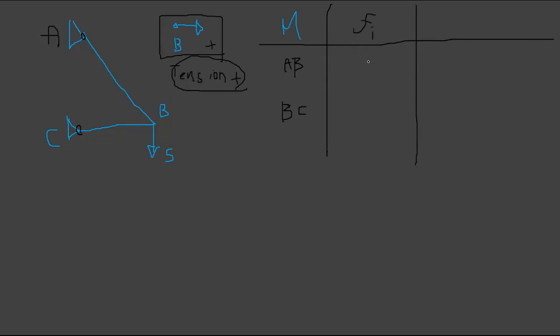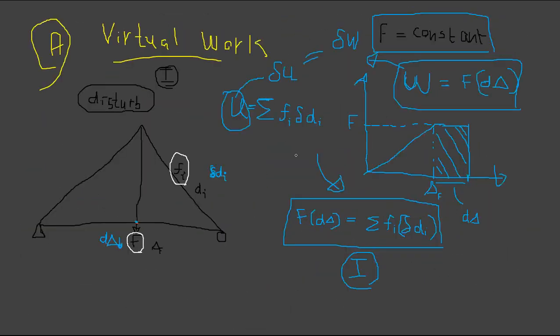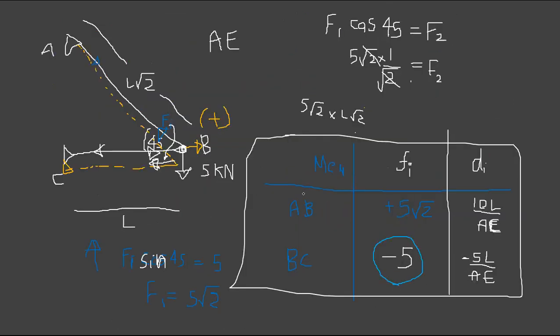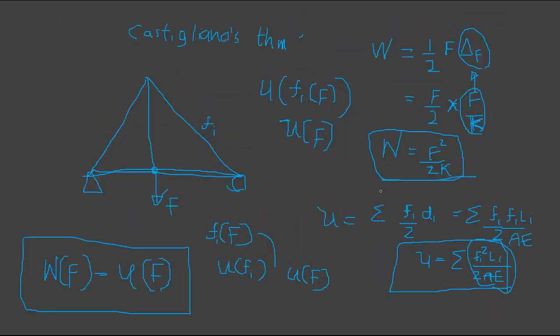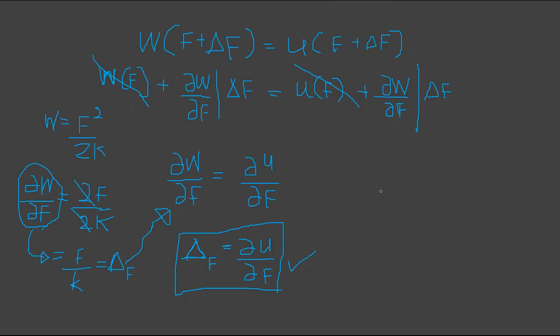It's going to be AB is 5 into root 2, you remember, I think. This is minus 5. The same example we did using this, right? So here I'll show you. Yeah, this one, okay, it's the same example. So what you need to do is, delta W is dW by dF, right? So you need to find the total strain energy, right? Total strain energy you need to find.